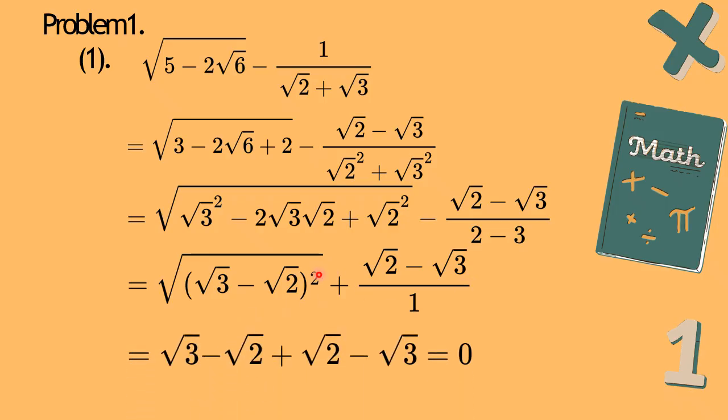So as it has the square, it can come out as the square root of 3 minus the square root of 2 without the absolute value, because it is positive, since the square root of 3 is greater than the square root of 2. And for this, the square root of 2 minus the square root of 3, so the expression becomes 0.